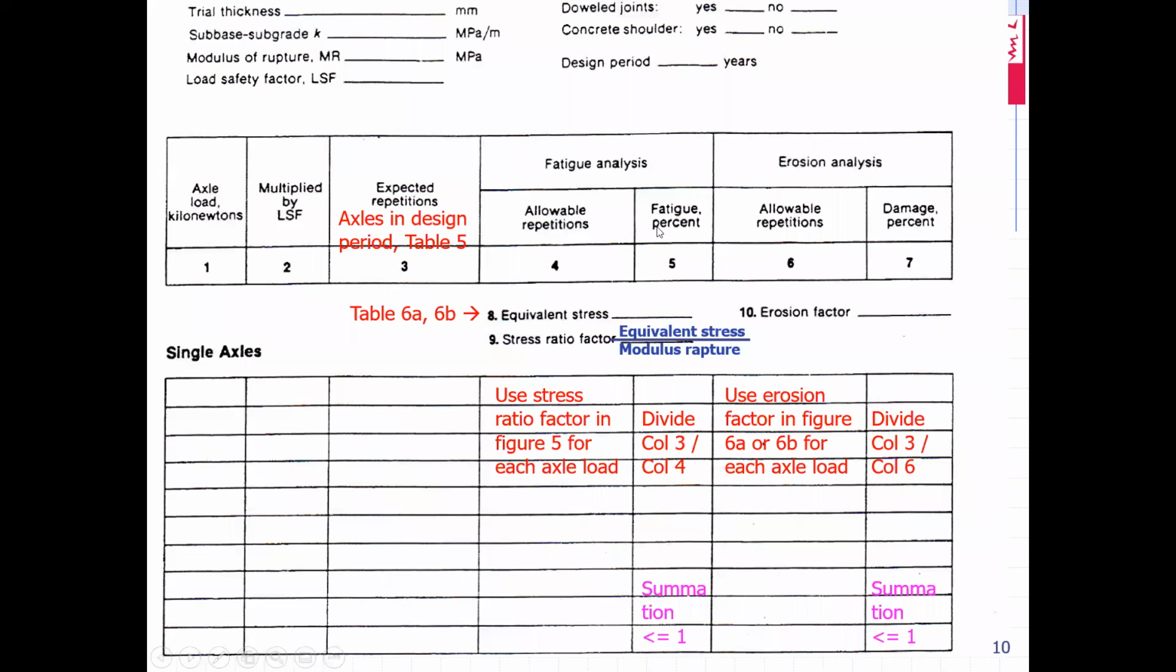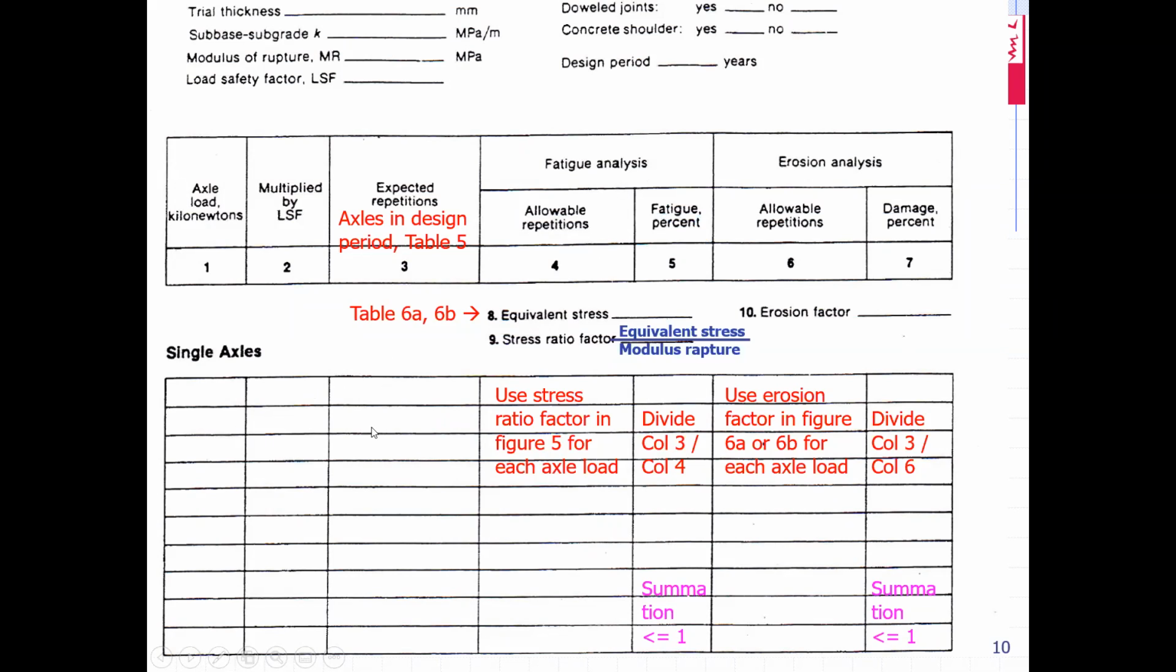The next 2 columns are for the fatigue analysis, and the following 2 columns are for the erosion analysis. They will have the allowable number of repetitions, which you will be reading from a specific figure, a chart with a graph. And the percentage of fatigue will be the expected repetitions divided by the allowable repetitions. So if the expected repetitions are 1,000 and the allowable repetitions are 10,000, the fatigue percentage will be 10%. That single group will have consumed 10% of the capacity of the pavement.